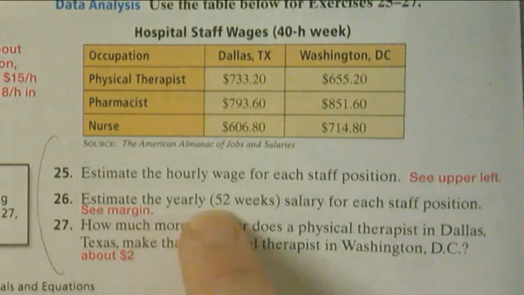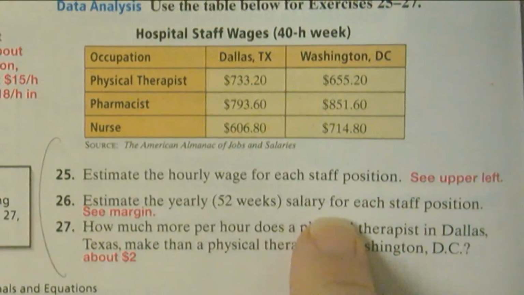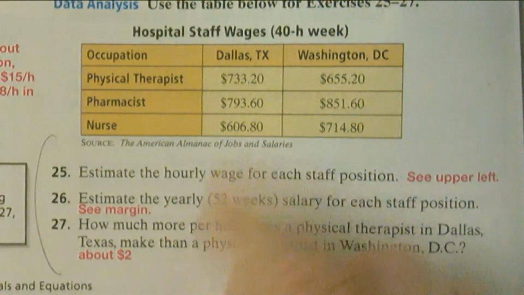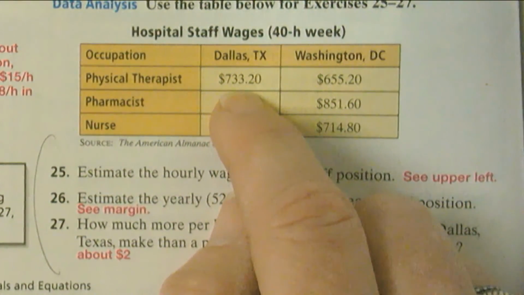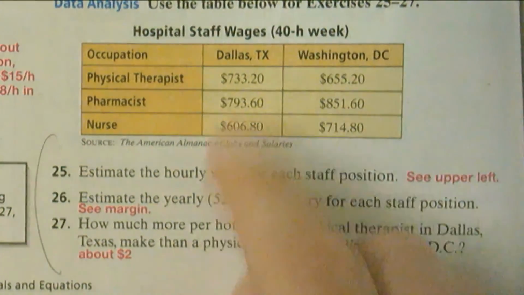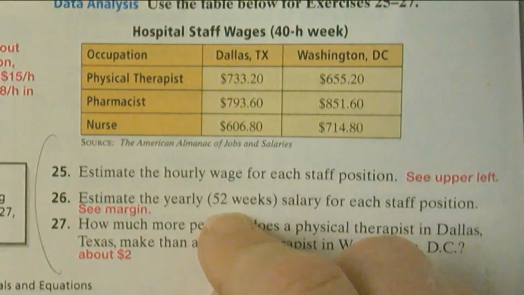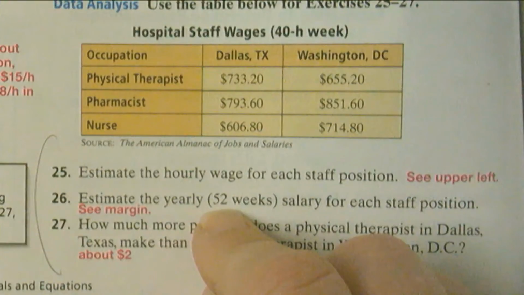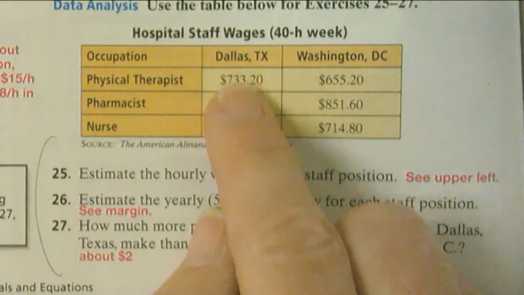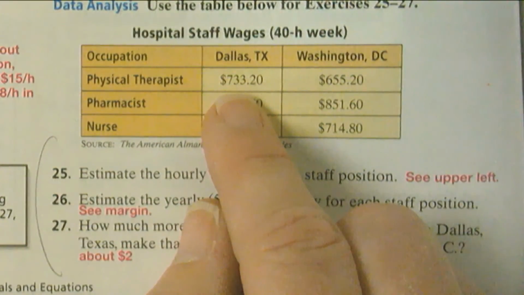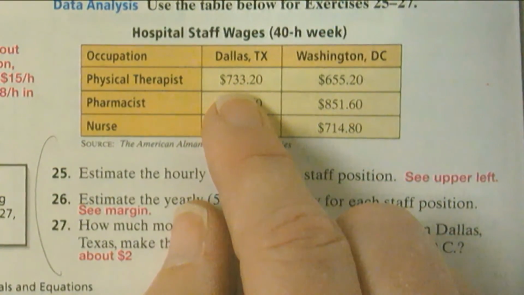All right, estimating the yearly 52-week salary. So 52 weeks is approximately 50 weeks. 733, I probably would change that to 700 so I can do easy mental math. 700 times 50 is probably what I would have done. It's a little low. I could change that to 730 if that's a mental math problem for you. I don't want to do a lot of long multiplication. That's what we're trying to avoid when we're estimating.